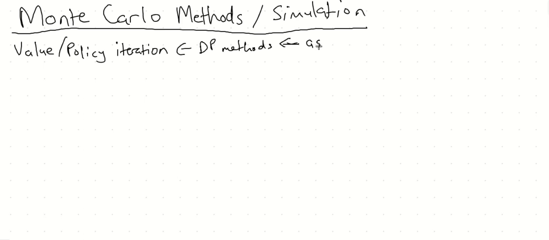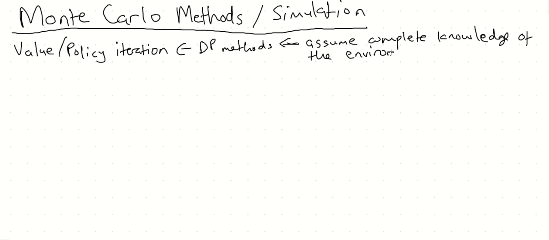What we did was assume complete knowledge of the environment. So basically we assume that we know the distribution of moving to a future state given you're in a current state, and the reward that you get after taking a particular action. This is the assumption that we made, that we have complete knowledge of this environment.